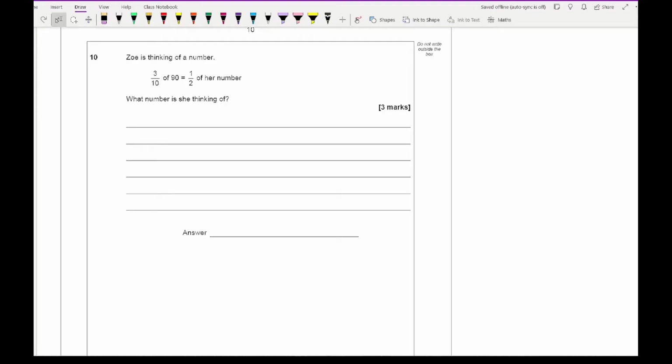Now for question 10, it says that Zoe is thinking of a number. 3/10 of 90 equals half of her number. What number is she thinking of? The first thing we need to do here is work out what 3/10 of 90 is. Now, of in maths means times, so if I type 3/10 times 90 into my calculator, I get an answer of 27. Now 27 is half of her number, so I then need to multiply that by 2, and I get that her number is 54.